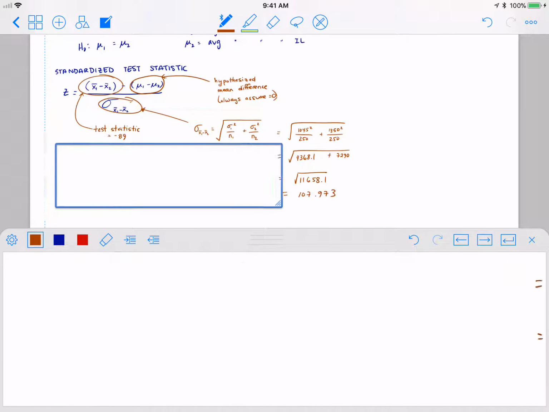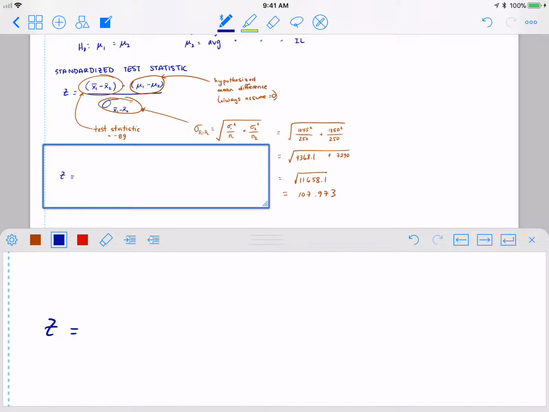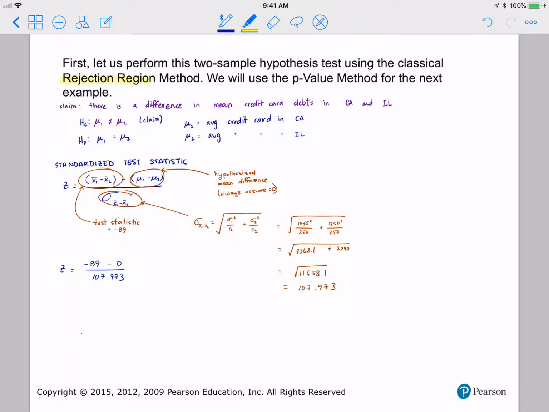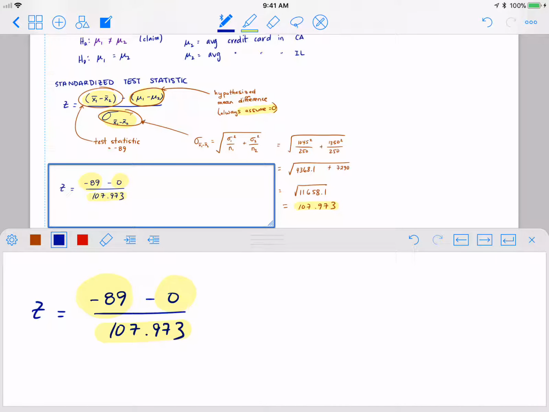So now back to our formula for z. So we'll have z is equal to negative 89 minus 0 divided by 107.973, right? Because we've got the x1 bar minus x2 bar, which we said is negative 89. And then we have the mu1 minus mu2, which we said we always assume is 0. And then lastly, we've got our standard error, standard deviation, which is 107.973.